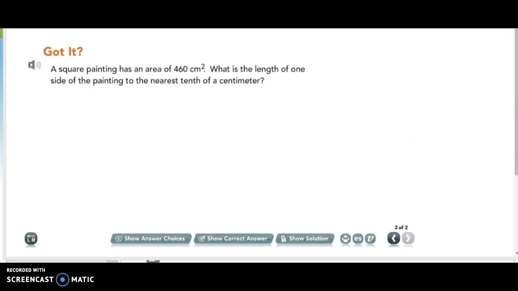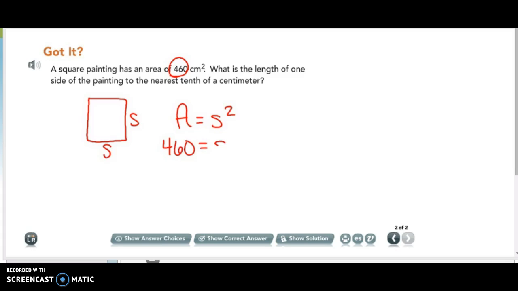Okay, here we have a square painting that has an area of 460 centimeters squared. And we want to know the length of one side of the painting to the nearest tenth. Remember that when we're doing area of a square, it's side length times side length. So area equals side length squared. My area is 460 centimeters squared, and that's going to equal my side length squared. So I'm going to square root both sides. And when I do that, I'm going to get S equals a really long number.